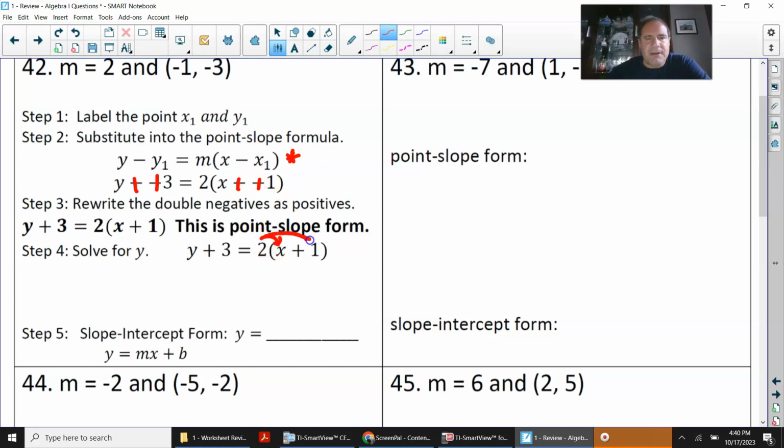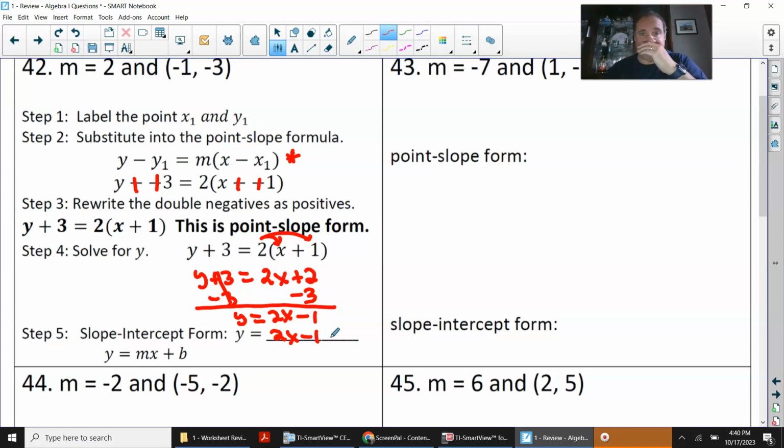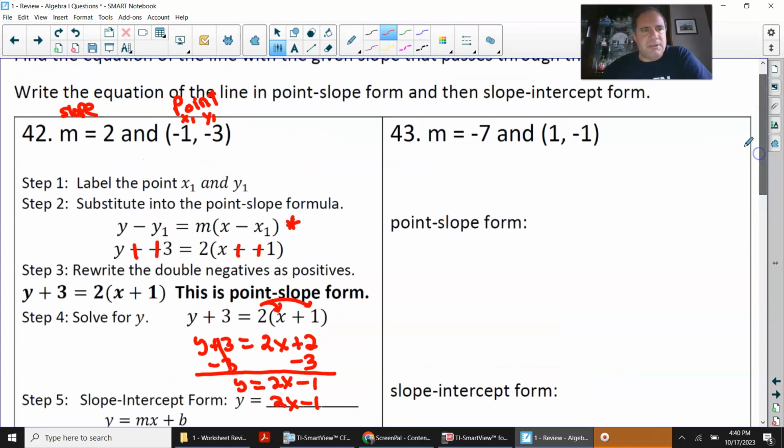So this is distributive property. We all know what distributive property is. So this is y plus 3 equals 2x plus 2. And then you minus 3 on both sides. And you get slope-intercept form, y equals, this cancels, 2x minus 1. And that's y equals 2x minus 1. That is y equals mx plus b. Okay? And that's it.